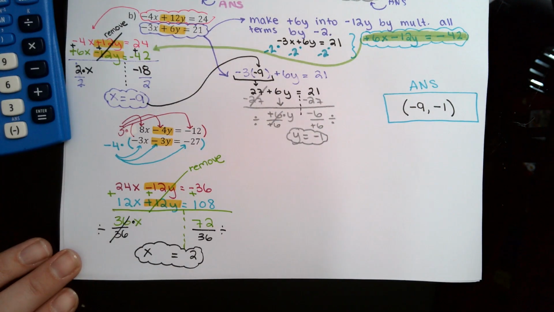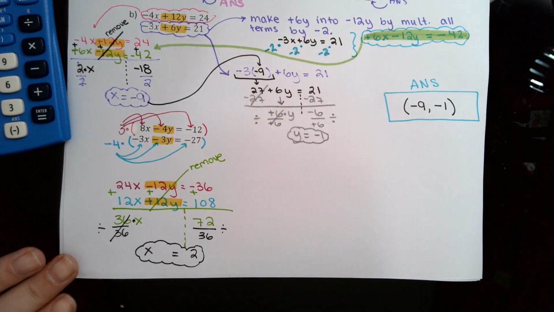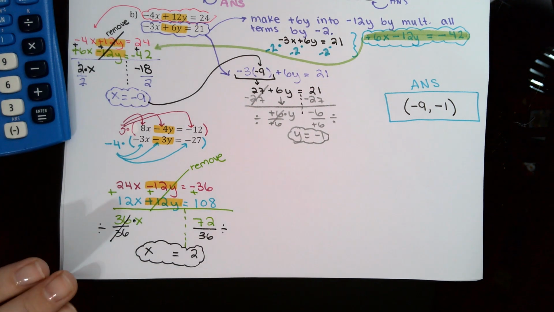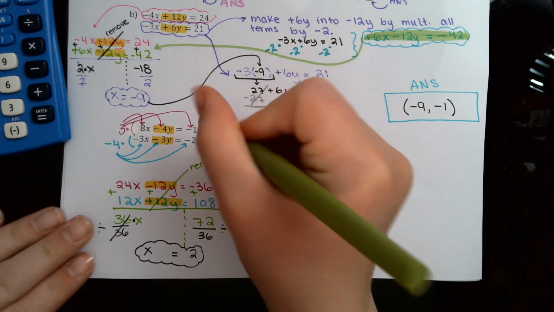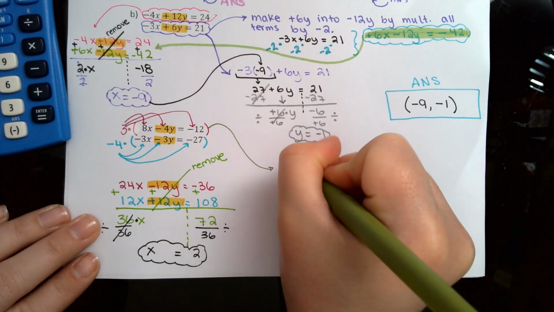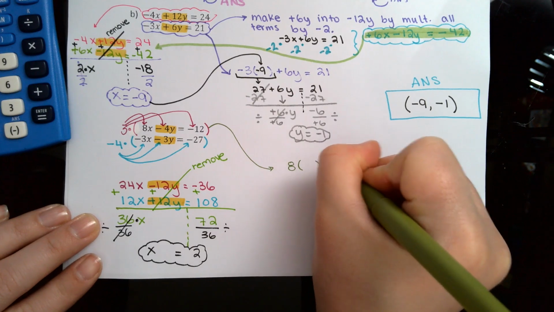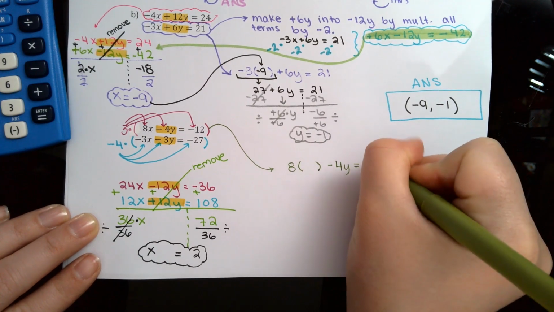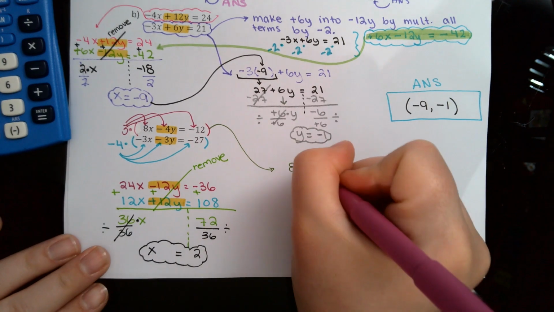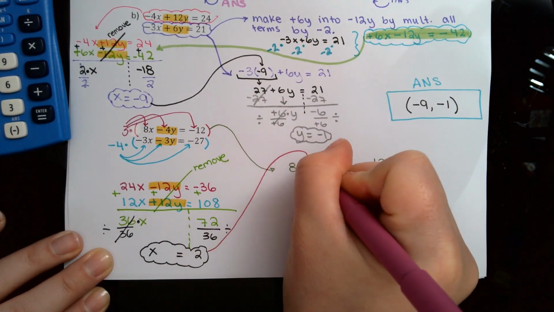Now to find y, you can pick up one of the originals or you can pick up one of the ones that you created. I usually go with the original. So I'm going to pick up the original. Let's say I'm going to choose this one here. So we got 8x minus 4y is equal to negative 12. Now our x value was a positive 2. I'm going to put that positive 2 in.